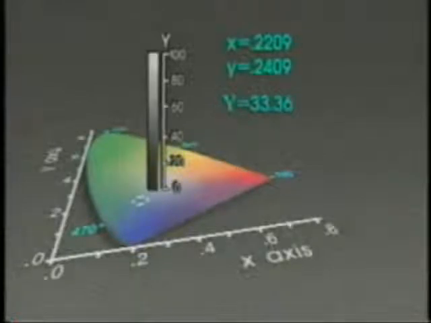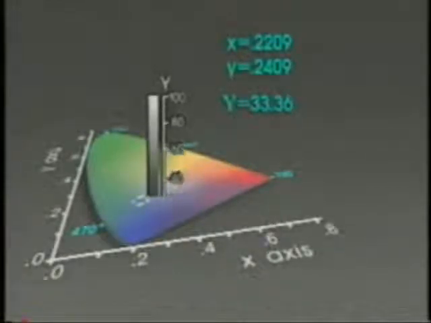A cap Y value of 100 is a perfect white, while a value of 0 is a perfect black. Our sample has a cap Y value of 33.36. A color can now be defined by its small x, small y, and cap Y values.